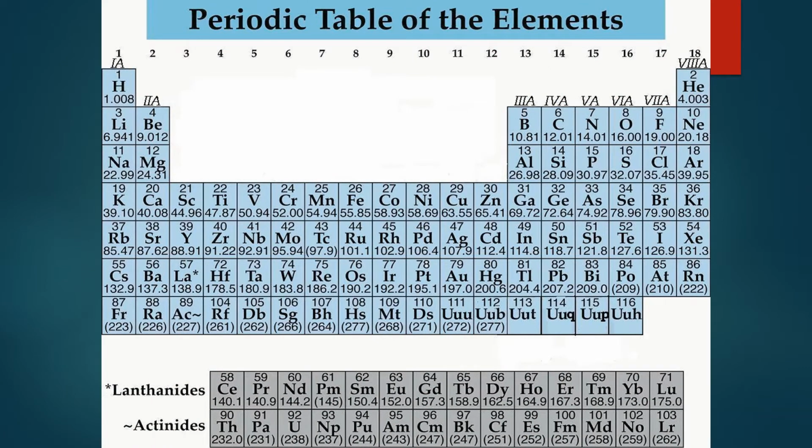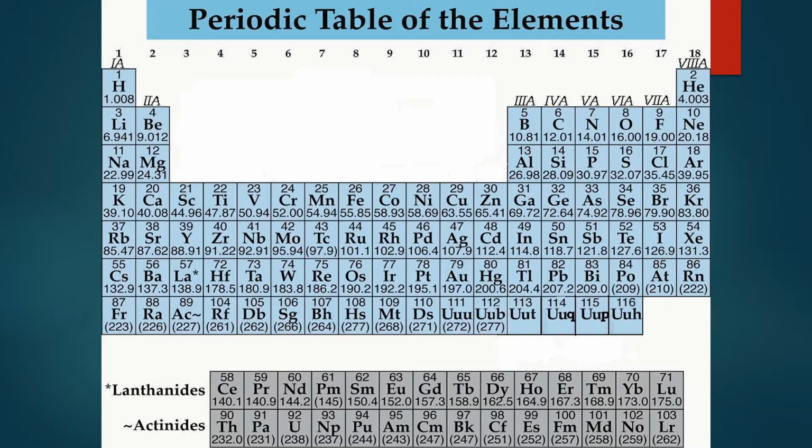Here the periodic table is in front of you. A total of 18 groups are there. You can see above: 1, 2, 3, 4, 5, 6, 7, 8, 9, 10, 11, 12, 13, 14, 15, 16, 17, 18. Eighteen groups are present in the periodic table.